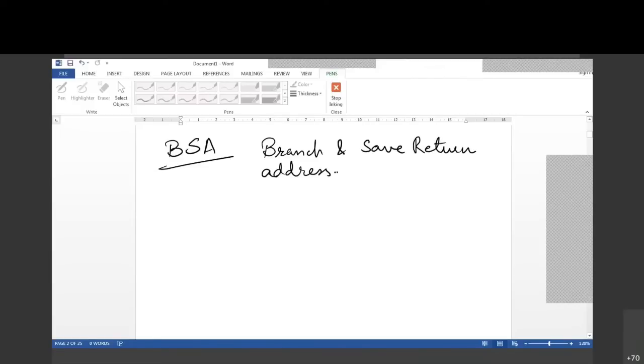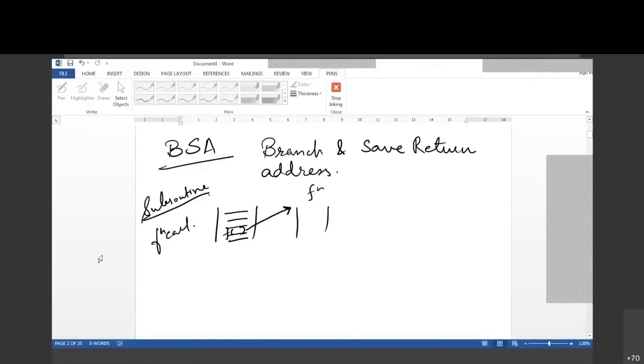In this, what we will do, this is like your subroutine call. Subroutine call means you make a function call. So first of all, what happens? Suppose this is your program, and this is your function. When a function call takes place over here, what happens? You go and jump to this location.